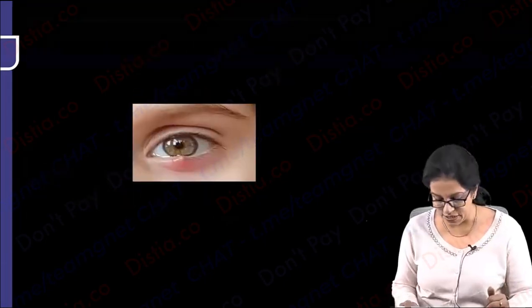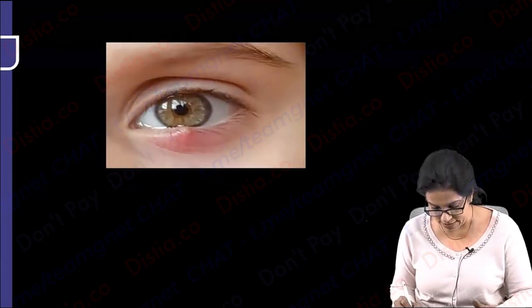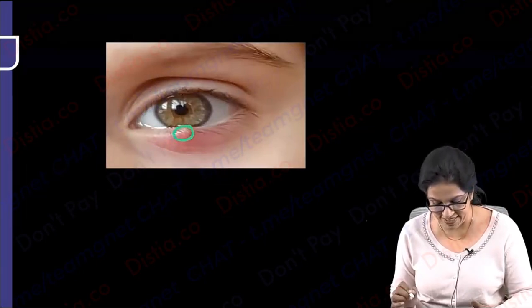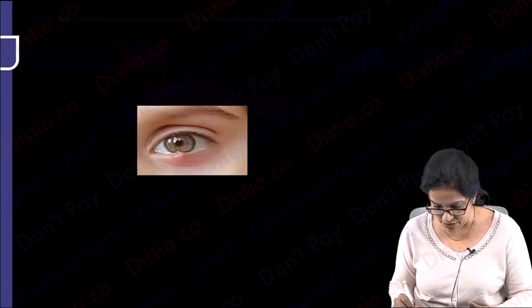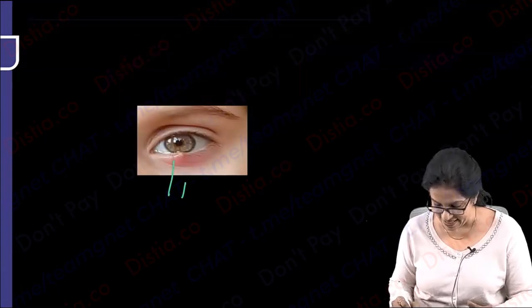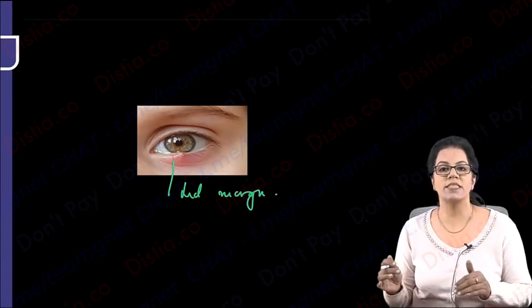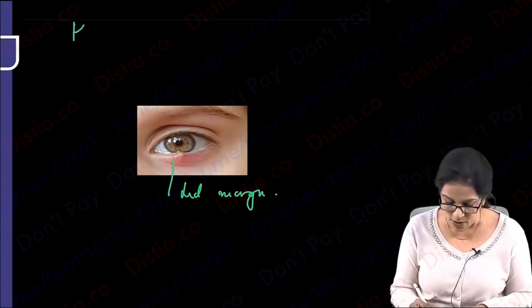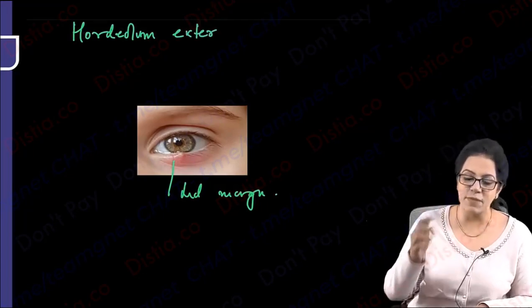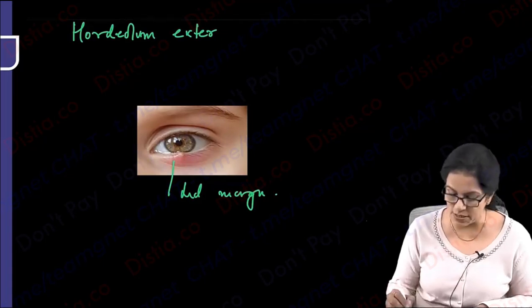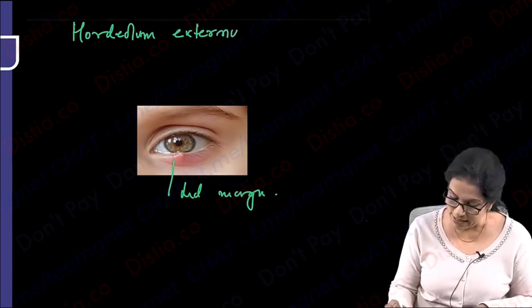We next come to this condition. Can you see and appreciate here? This is a swelling which is on the margin of the lid. Lid margin. So this is a swelling at the lid margin. What do we call this? In common term, you call it stye. But what you have to know is that it is also called hordeolum externum because it is in the external anterior lid margin. At the base of the lashes, we call it hordeolum externum.